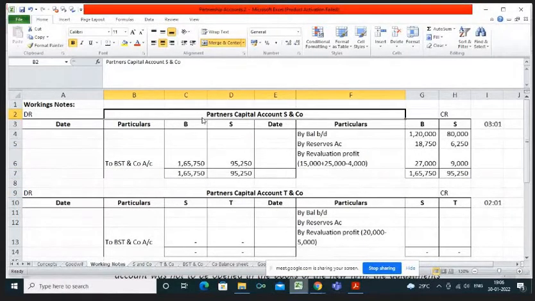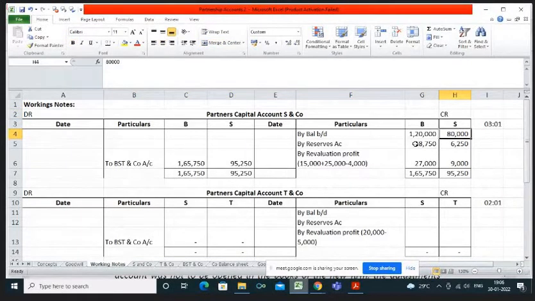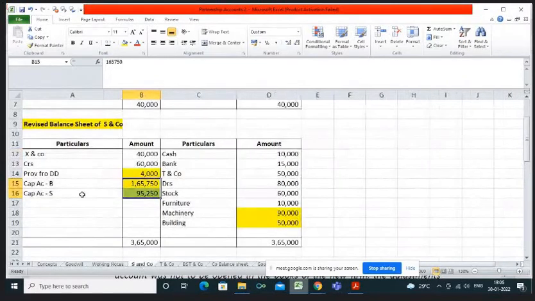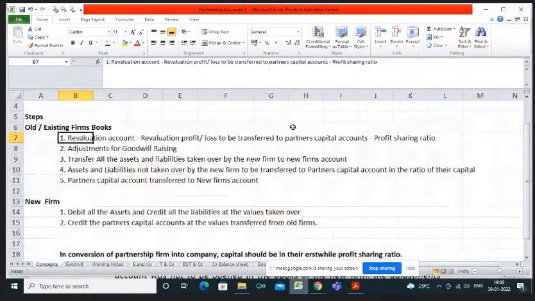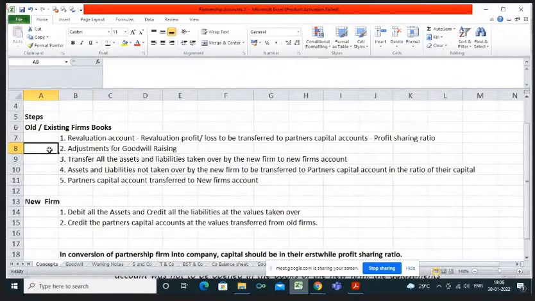So what are the adjustments? These three are the adjustments as compared to the balance sheet given in the question, and our balance sheet is different this way. And how did we get this? It's already given in the question. How did we get this one? We have prepared a working note. In the working note, I have prepared a columnar partners capital account. In the case of partners of S and Co, I have taken the opening balance, transferred the reserves, and transferred the revaluation profit, and I have got the up to date balance. This is done. So this is the revised balance sheet of S and Co. So revaluation account is done.